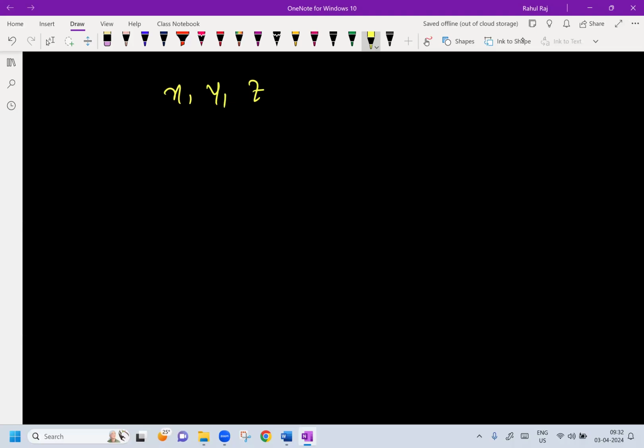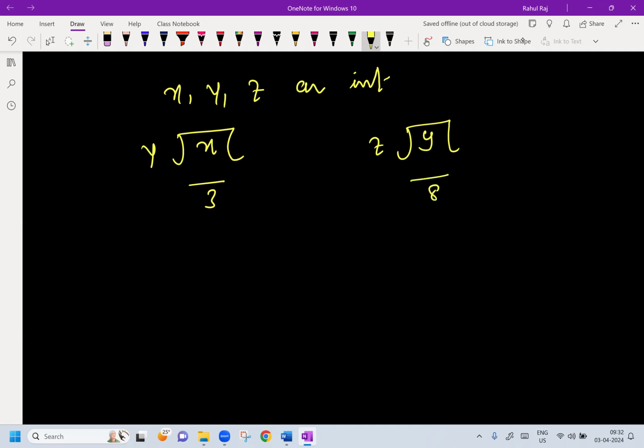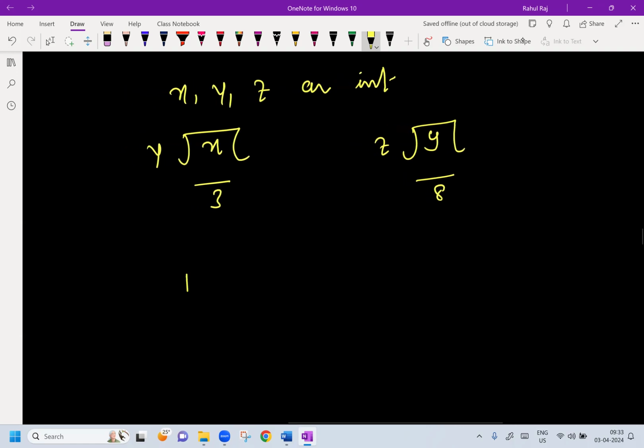X, Y, Z are integers. If X is divided by Y, the remainder is 3. And when Y is divided by Z, the remainder is 8. Now they're asking what is the minimum possible value of X plus Y plus Z?